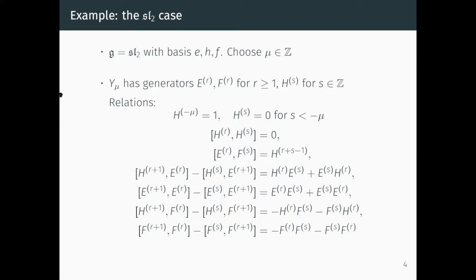It's a little bewildering looking. I just wanted to write them down once, but there's something saying that the H's are like the Cartan, they commute. There's a relation telling you that E and F bracket to H like you expect, but then there's this big mess down at the bottom. If this were some other simple Lie algebra, there would also be Serre relations, but since it's SL2, we can ignore that. But here they are. You don't need to know this. I just want to say it is something explicit you can write down.